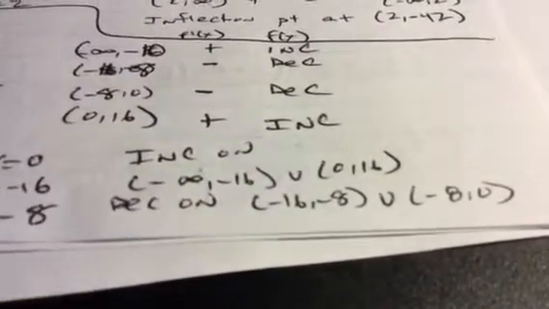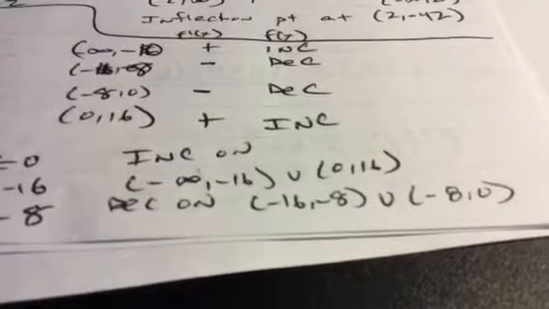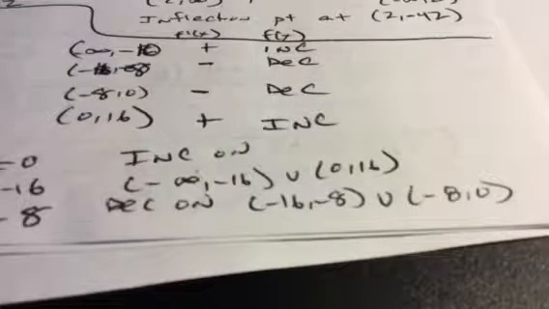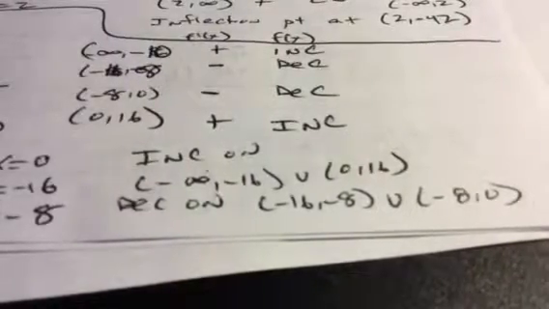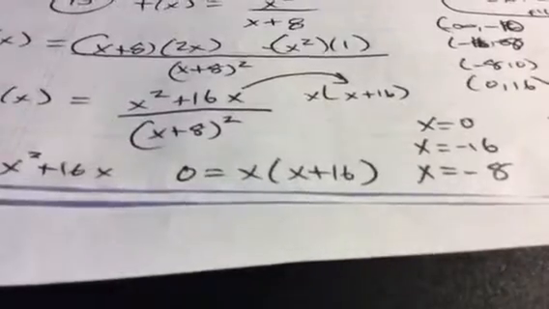And folks, just plug in. So you have a trend when it goes from increasing to decreasing: -16 is going to be a local max. Goes from decreasing to increasing, then 0 is going to be a local min. Plug those in. Second derivative test is going to be a little challenging there.